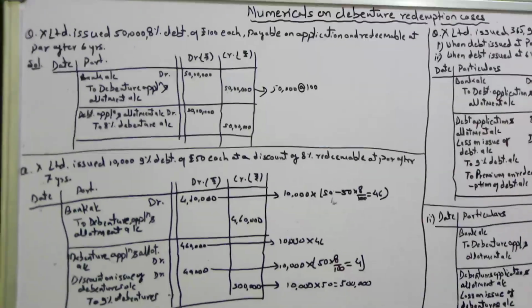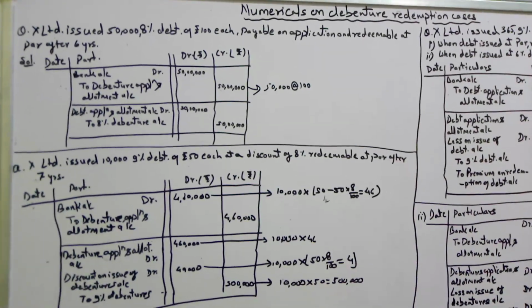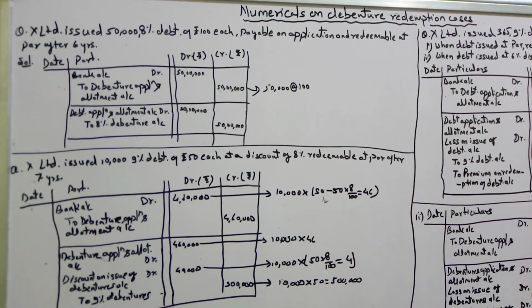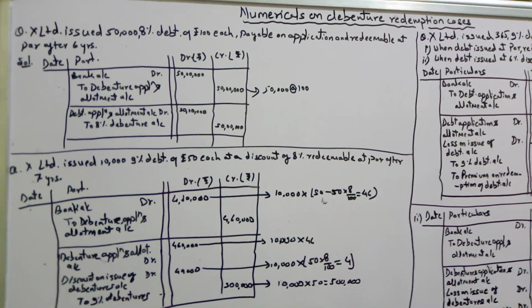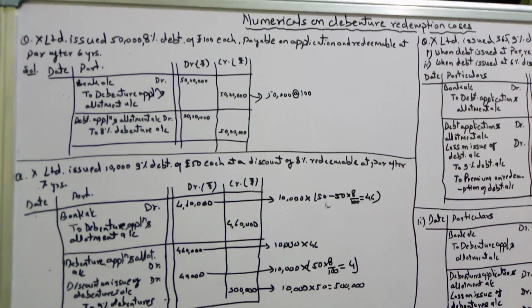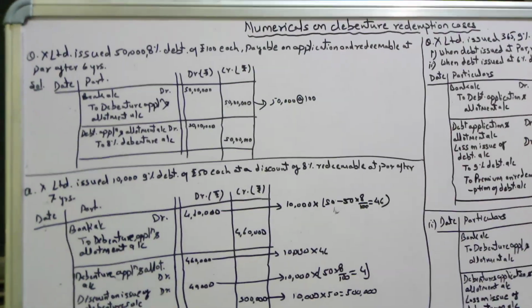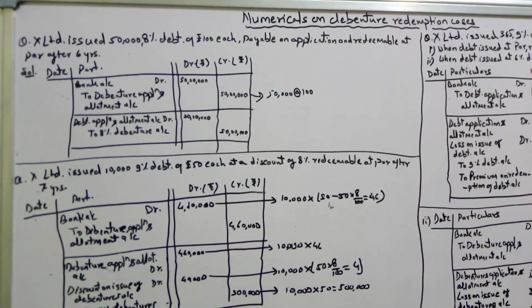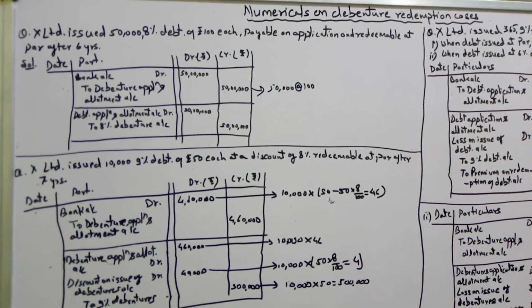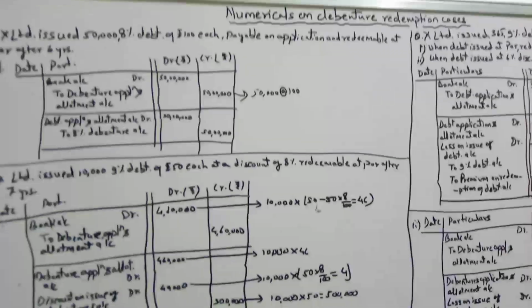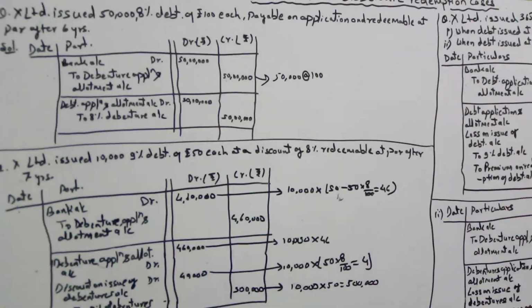The first question says X Limited issued 50,000 8% debentures having face value 100 payable on application and redeemable at par after 6 years. So here you need to understand the first things. Let's take out the things very fast. 50,000 debentures were issued, face value is 100 rupees, issued at par, redeemed at par. So issue and redeem both are at par. So what entry do we have to pass?